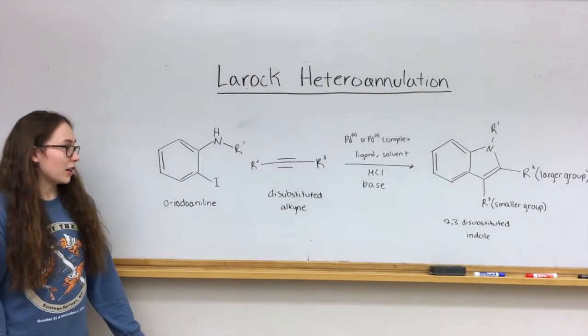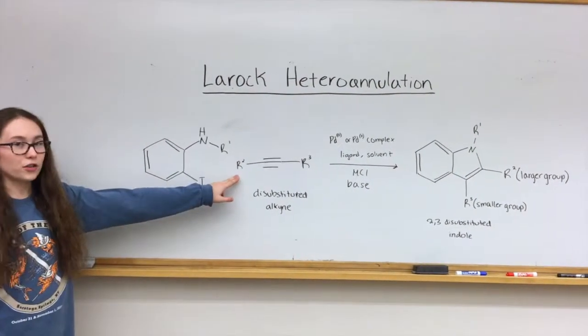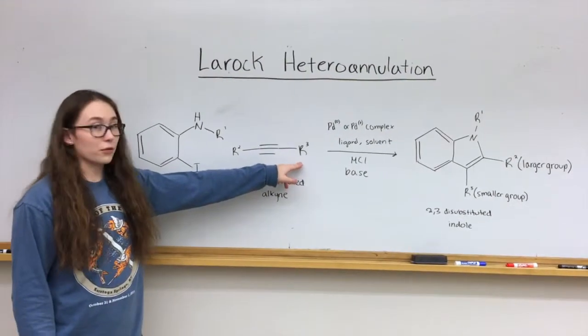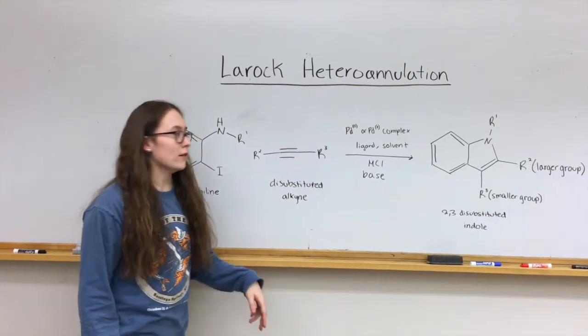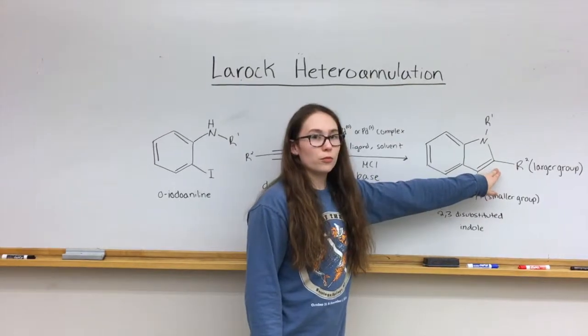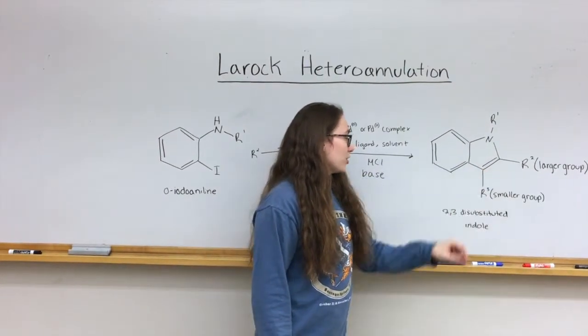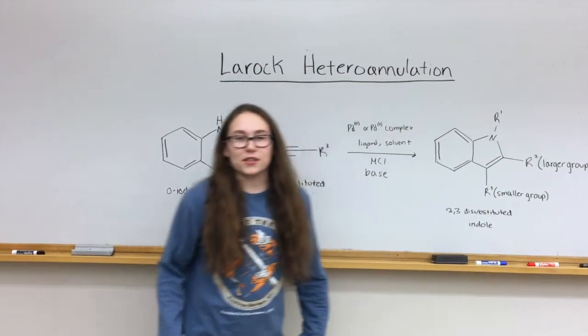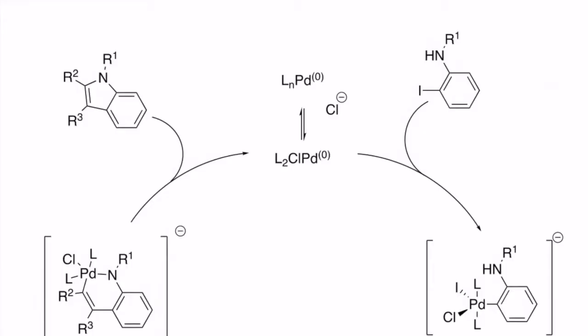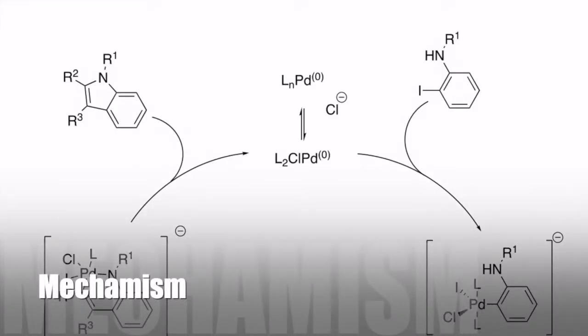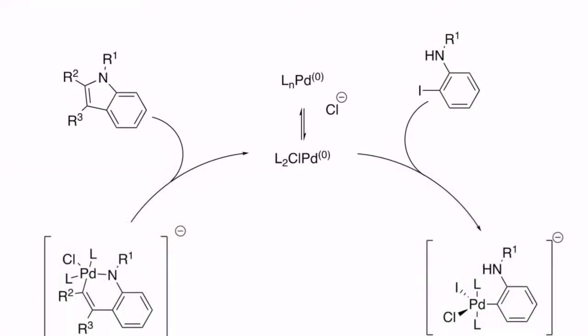So when we're looking at the sterics of this reaction, if R2 is bigger than the R3 group on the disubstituted alkyne, the R2 group, the larger group, will go at the 2 position on the indole, which makes this a regioselective reaction. In the first step of the Larock heteroannulation, there is a dissociation from a palladium with n number of ligands to a palladium with 2 ligands and a chlorine.